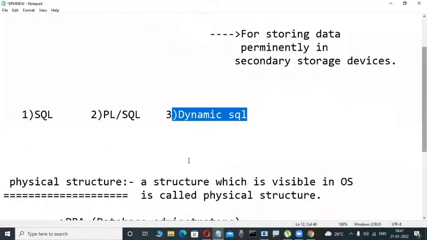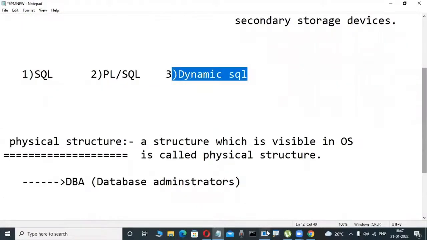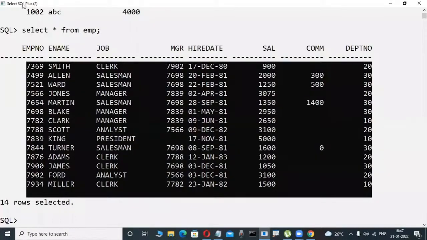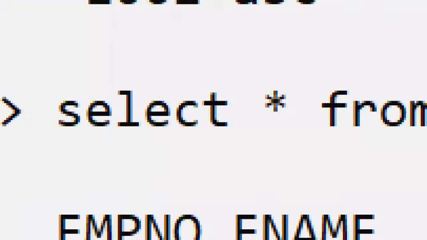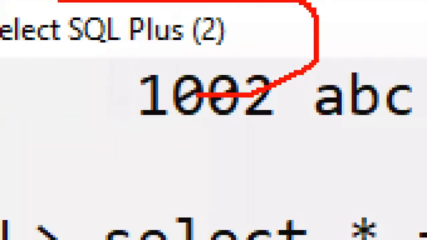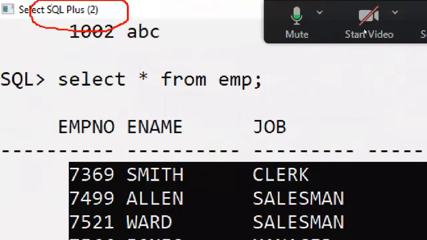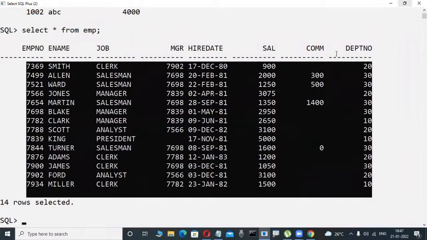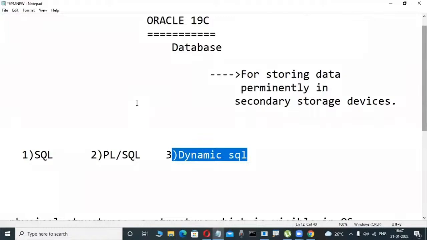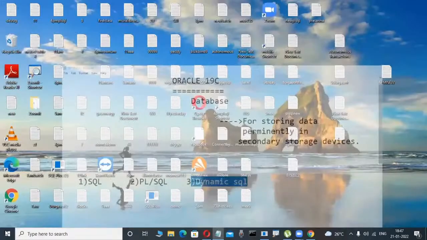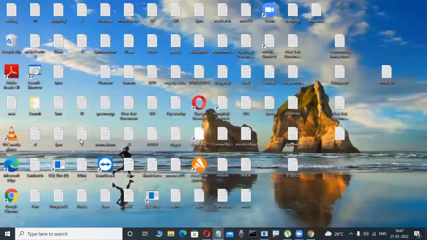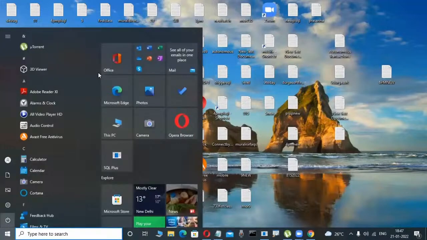But there is another thing in my system here: SQL*Plus. What is this? It is a tool, called a client tool. If you want to connect to the Oracle database, we use client tools. SQL*Plus is the default tool. Whenever I install Oracle software, the tool is automatically available.